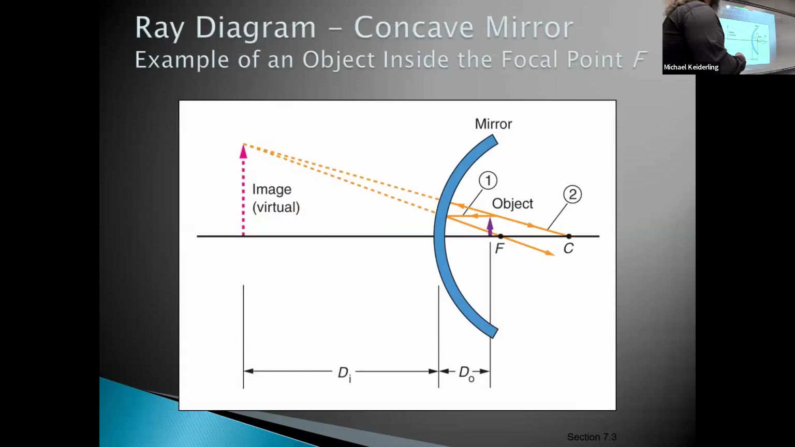And lastly, if you have an object inside the focal point, here's parallel to the mirror through the focal point, and here's bouncing through the center of curvature. Here the image is on the far side of the mirror. It's virtual, it's upright, it's larger than the object. You'll have to extend these lines out.